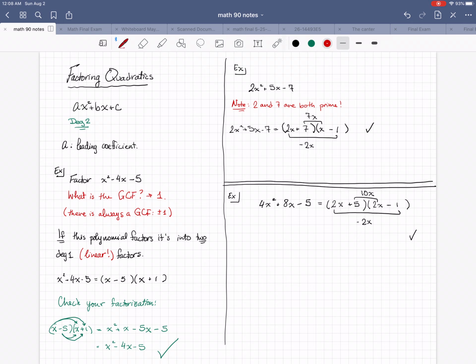I'm going to use this opportunity to remind you: remember, multiplication is commutative. And what that means is that you can write a product in any order you want. So you could write 4x squared plus 8x minus 5 is equal to 2x plus 5 times 2x minus 1. Or you could write it 2x minus 1 times 2x plus 5. Either way is fine. Multiplying in the opposite order does not change the value of the product.